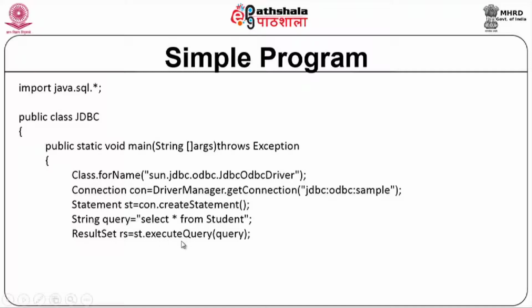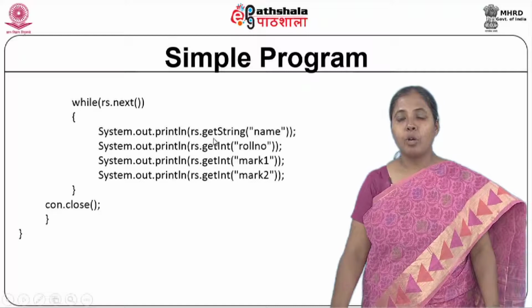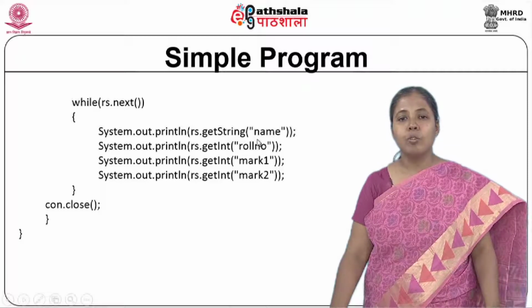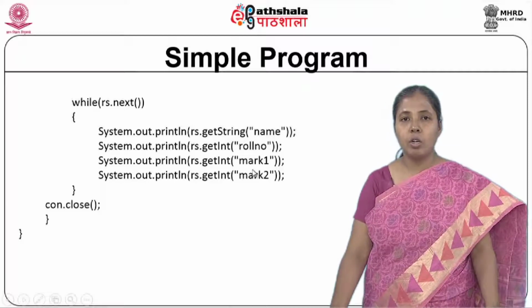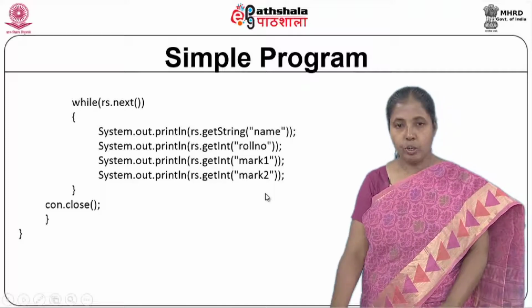So you can use the method called executeQuery and give your query string. The query string is a select statement. So you execute your query string which would return a result set. Now you can process the result set. So you are trying to retrieve the name, roll number. Here we have given the column name and not the column index. So you give the first field name, roll number, the next field names are mark1 and mark2. So you retrieve all of these.